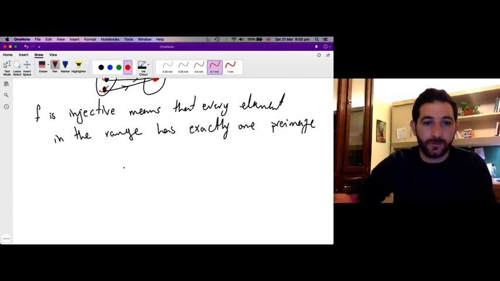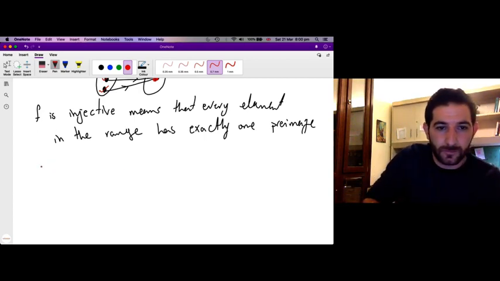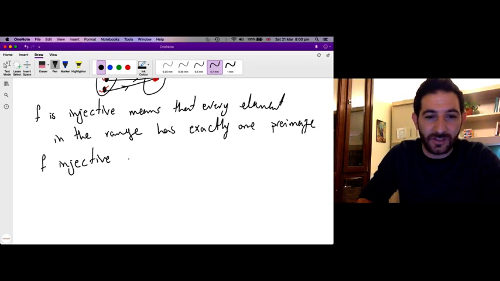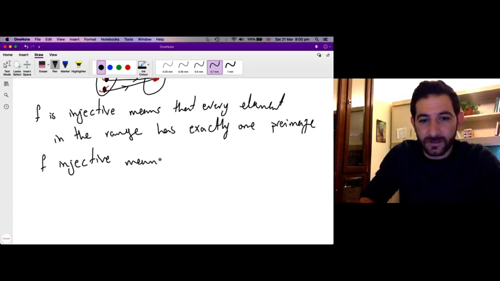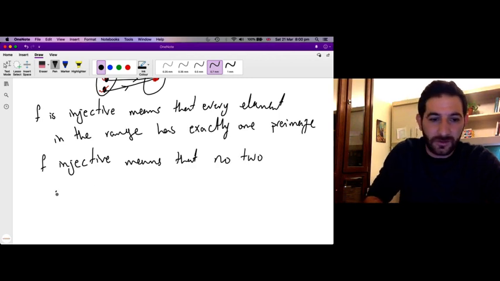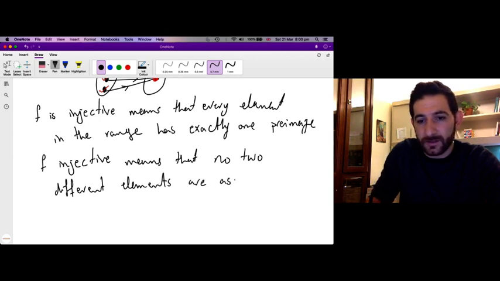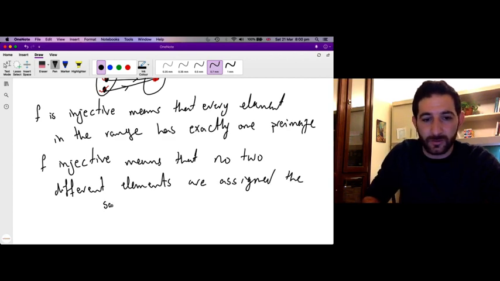Maybe I want to say also another way to say what it means for f to be injective: it means that no two different elements in the domain are assigned by the function the same image in the codomain.